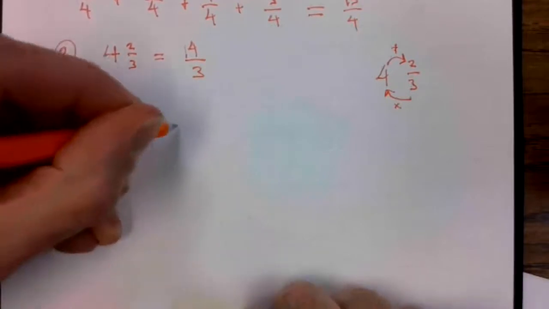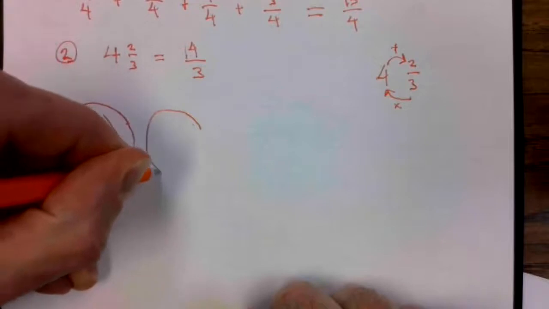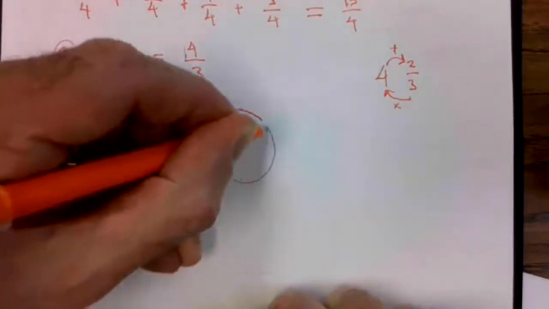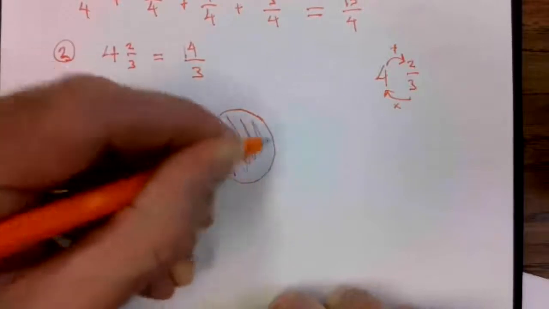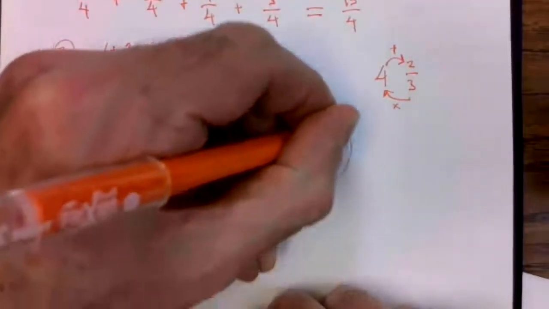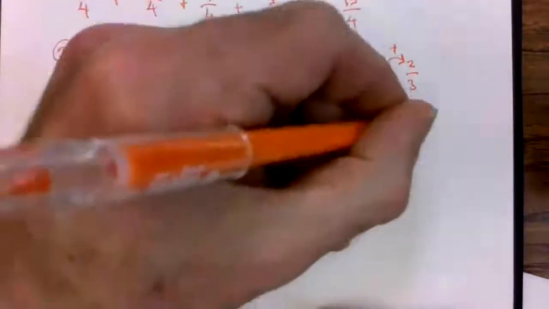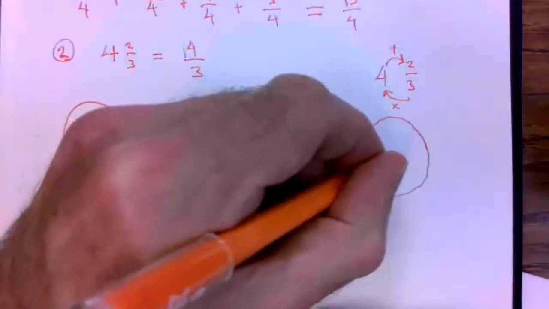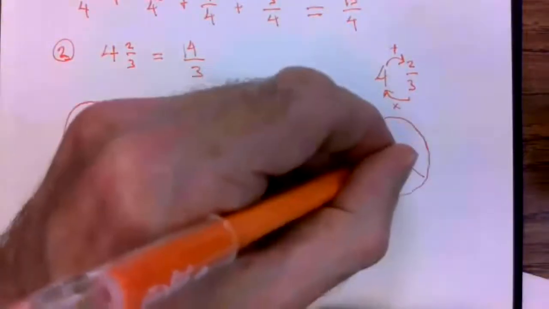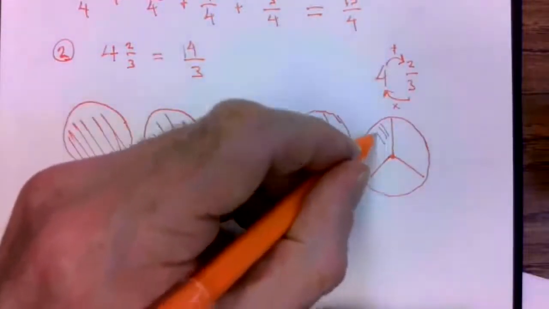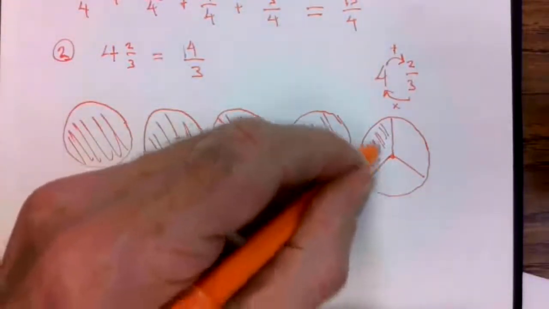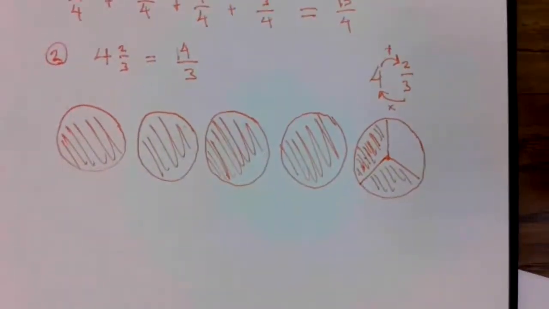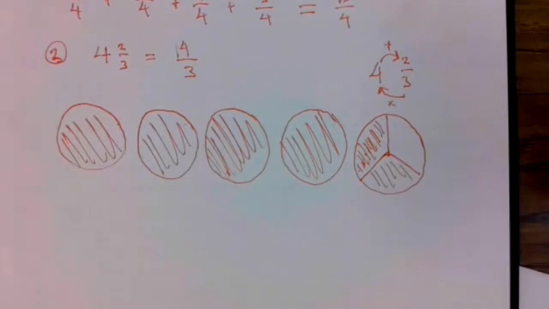Okay, so what does that picture represent with the circles and this last thing? What does that show?